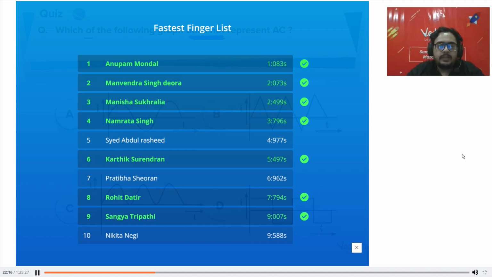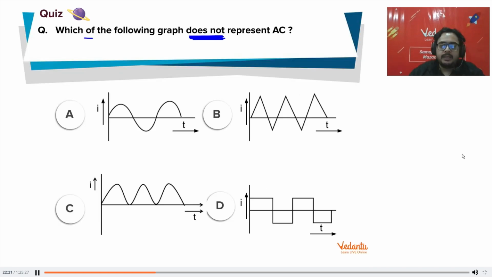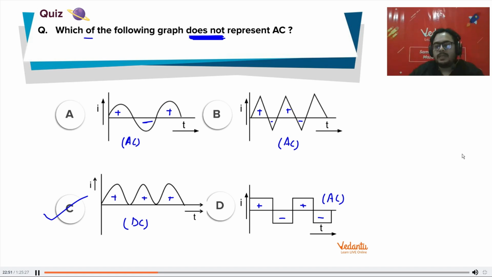Yuvraj, Sherdil, Kishan, Nashra, Naganath, Aditya, Shubham, Kalidas, then Shri Akshay and Mansi. 80%. Wow. So as I can see, current is positive, then negative, positive, negative, positive. So it is obviously AC. This is positive, negative, positive, negative. This is also AC. This is positive, positive, positive. So it is obviously DC because direction is same. Positive, negative, positive, negative. It is also AC. They were asking which does not represent AC. So C represent DC. That is our answer.